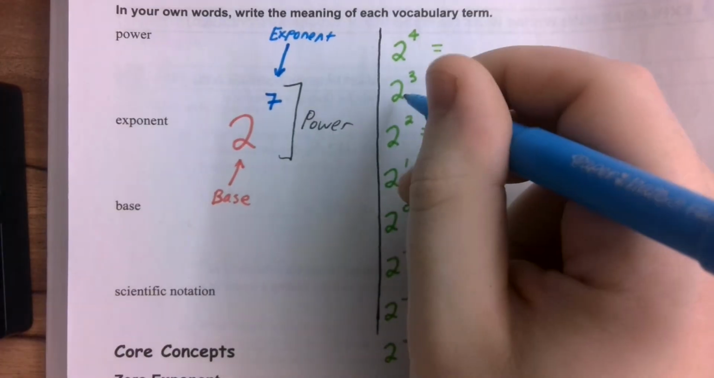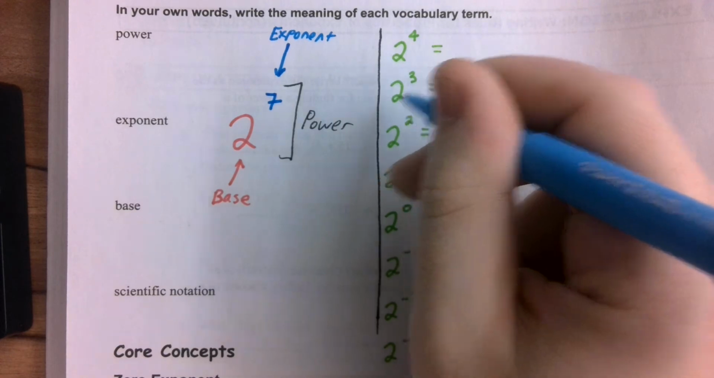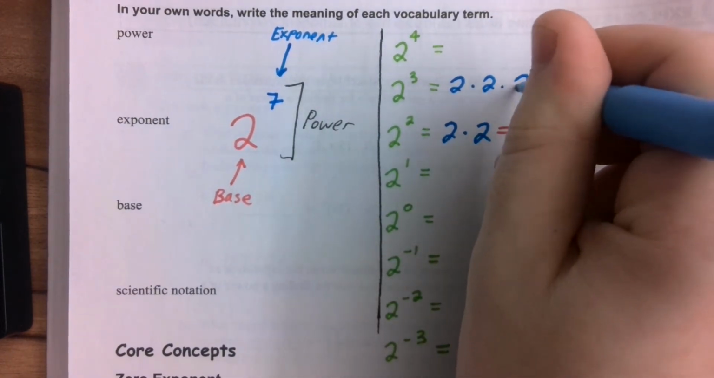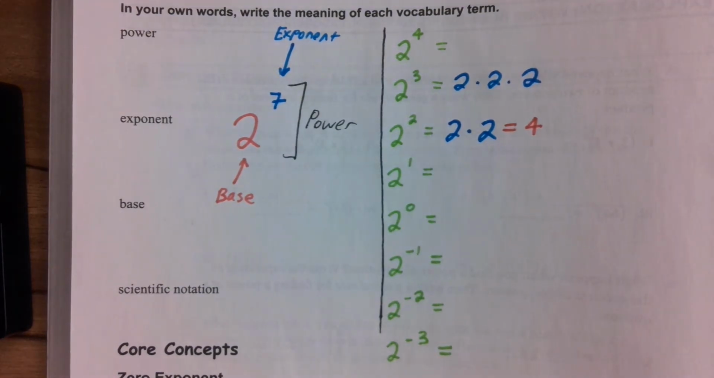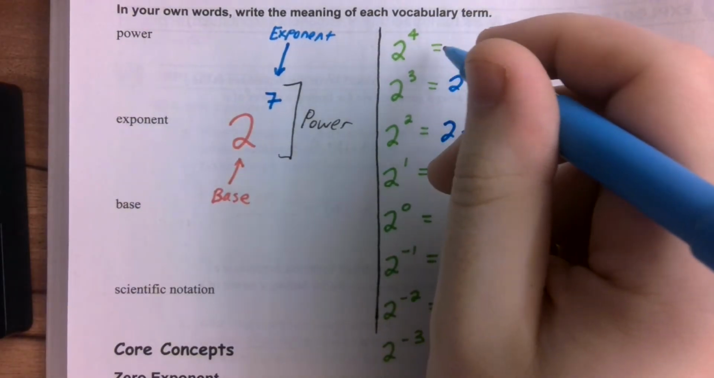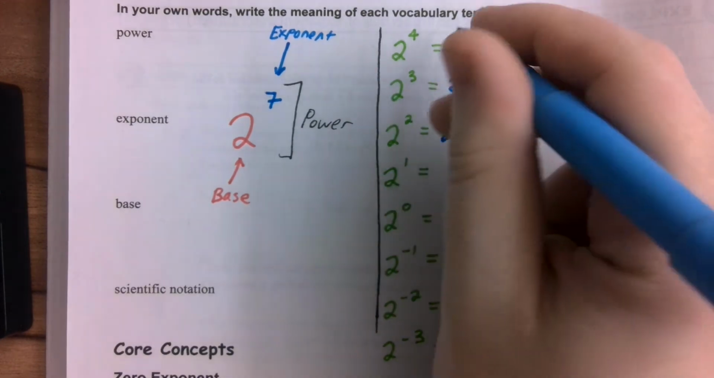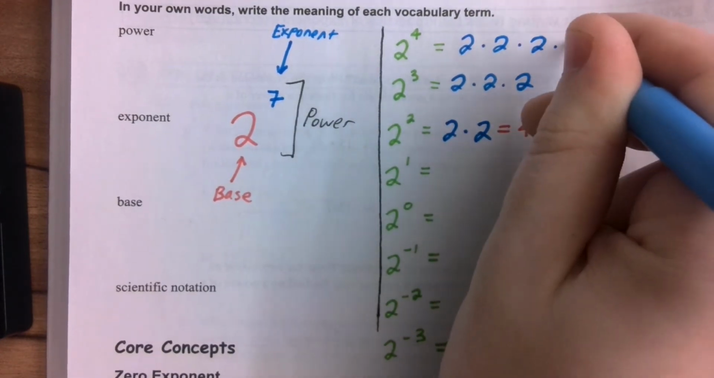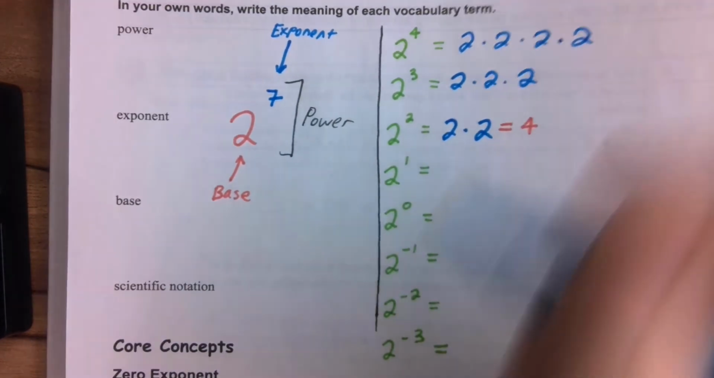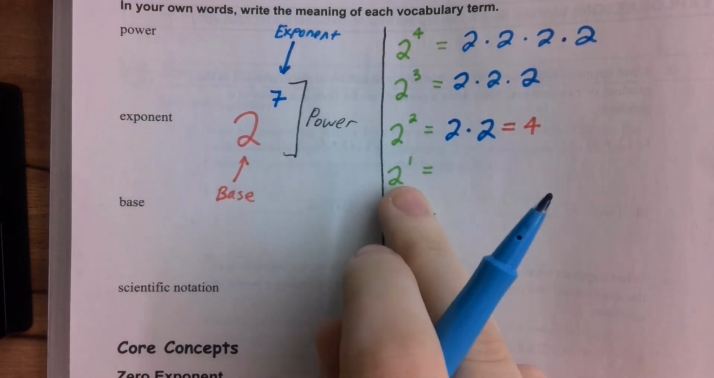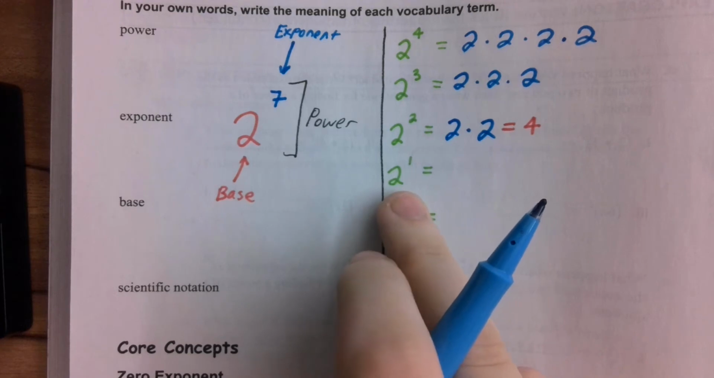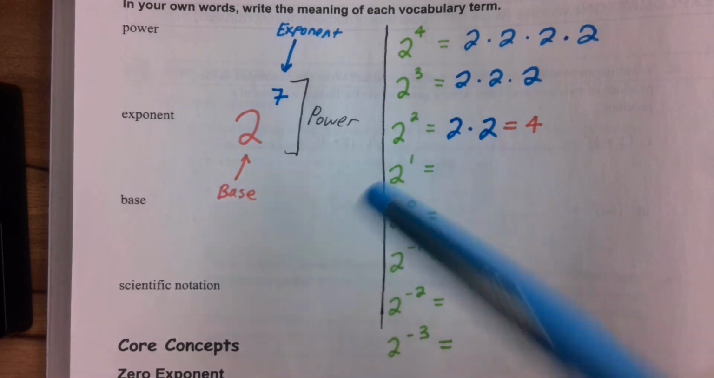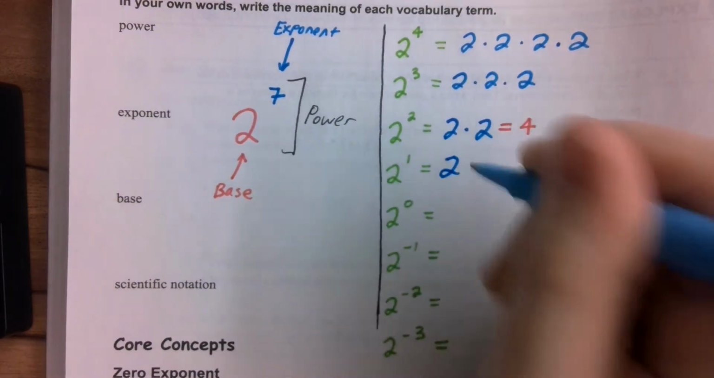How can we write that one out? Well, 2 is the base, so we're going to have a bunch of 2's being multiplied. And the number 3 tells us it should be 3 2's being multiplied together. 2 times 2 times 2. What about 2 to the 4th? Well, we should be able to guess that it's 4 2's being multiplied together. What about 2 to the 1st power? What will we write down here? Well, this notation is just telling us that there is one 2. So it's just the number 2.